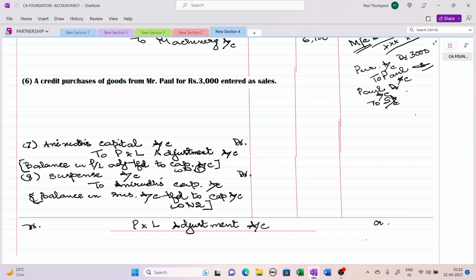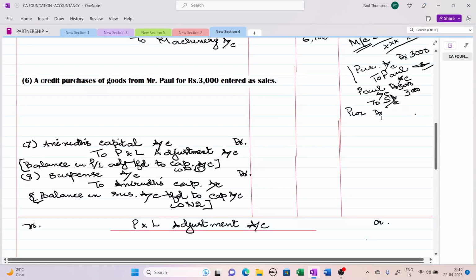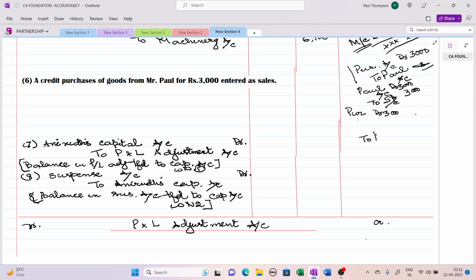Sales account we have credited with 3000 rupees. Paul account is debited with 3000 rupees. Now this is the correct entry. Okay. So what I should do? Correct entry I should write purchases account debit 3000 to Paul account 3000.